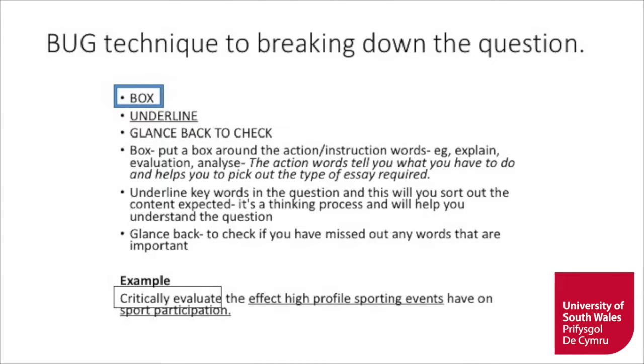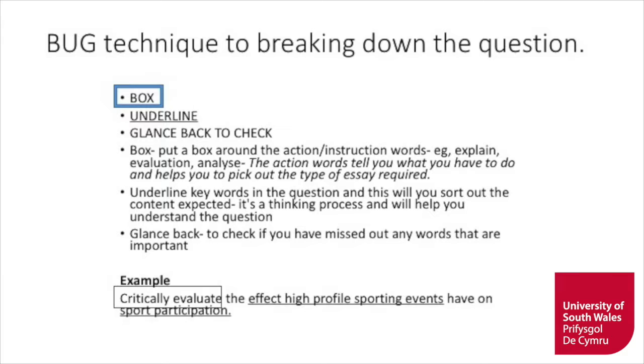Another technique is called the BUG technique, which involves breaking down the question by boxing, underlining, glancing back to check. So you put a box around the action words or instruction words. As I've already mentioned, these are the explain, analyse, evaluate. The action words tell you what to do and help you pick out the type of essay that's required. So it might be compare and contrast, it might be describe, it might be evaluate, it might be critically discuss. So it's making sure you understand what that word means. Then you underline the keywords in the question. This will sort out the content that's expected of you. It's a process that will help you understand the actual question.